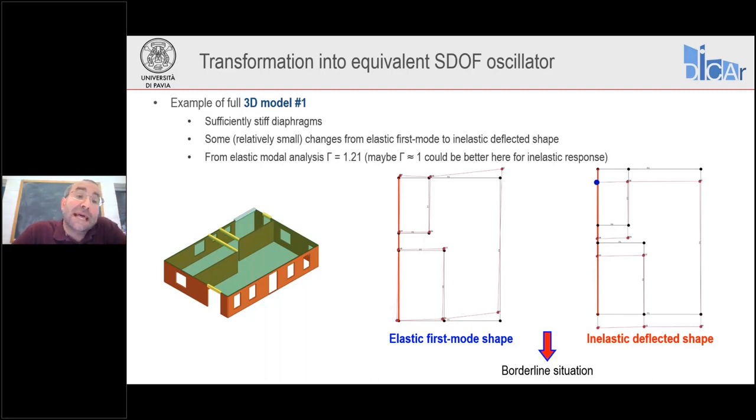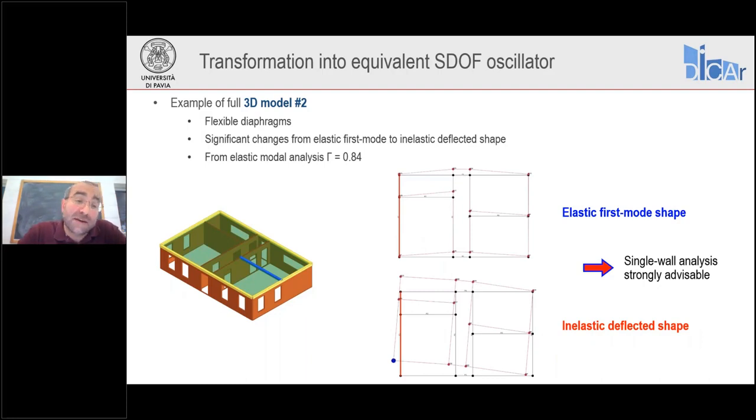In this case, from the elastic model analysis, we find gamma of 1.21. Maybe in this case, it would be better to adopt gamma equal to 1 when we look at the inelastic response, because basically the entire floor is translating by the same amount in the direction of analysis. So it's like a single degree of freedom system. And if our original structure is already acting as a single degree of freedom system, well, gamma should be taken equal to 1. So in this case, we may want to change the value of gamma from what the elastic analysis tells us to something that comes from observation of the actual deflected shape when the response becomes inelastic.